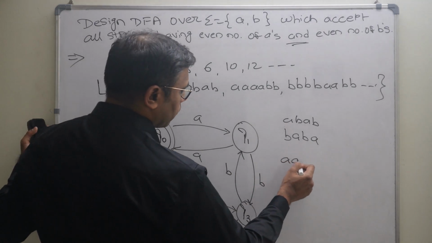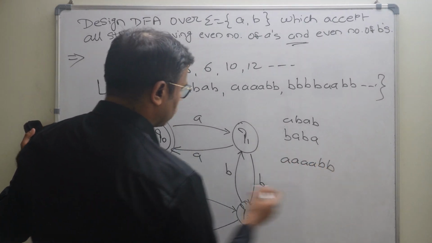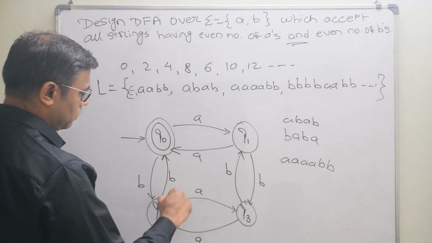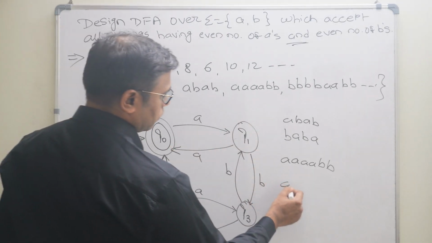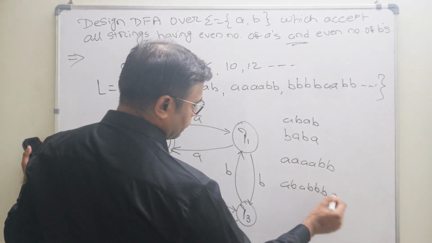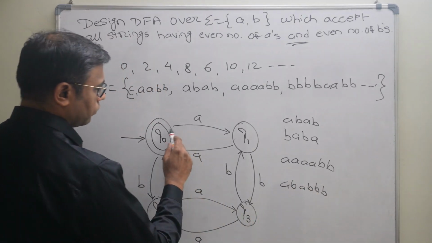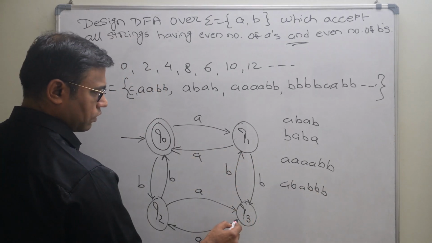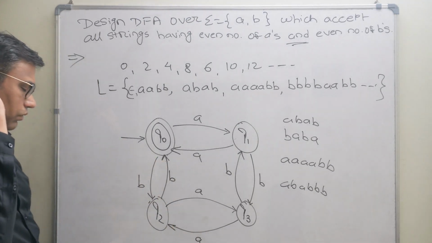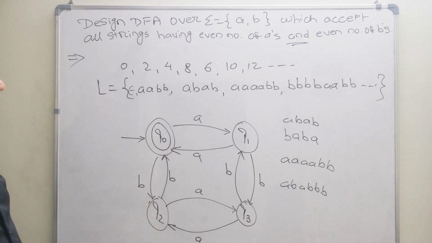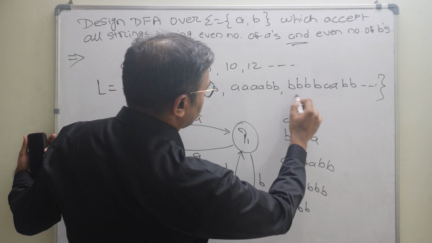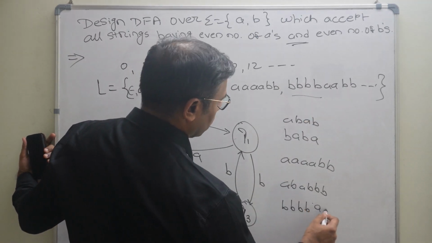So if we take four times a, double b, so one a b b, it is acceptable. If you take a b b b, okay, so a b b, it is accepting even number of a and even number of b. So then if we take this example, last possibility, four times b, double a, double b.